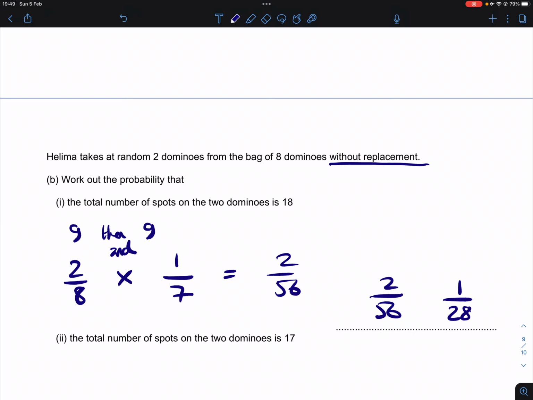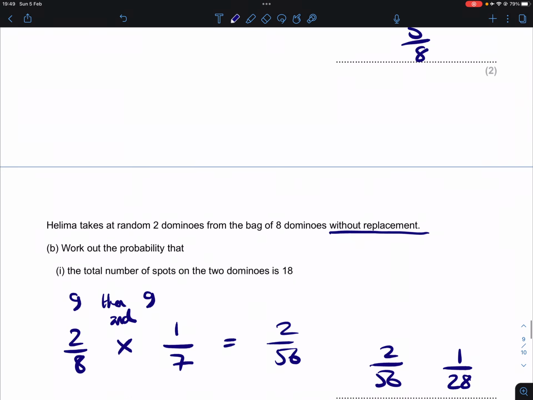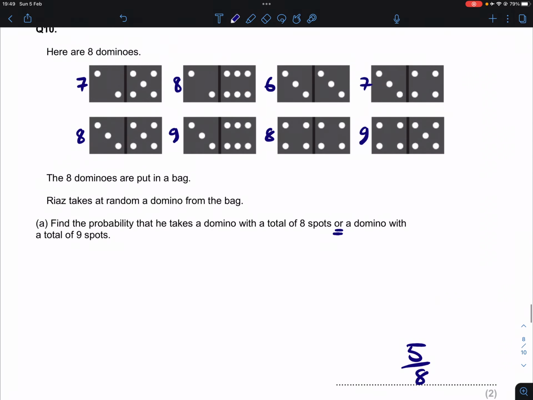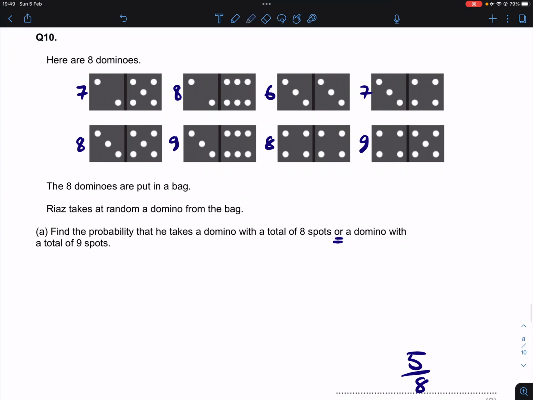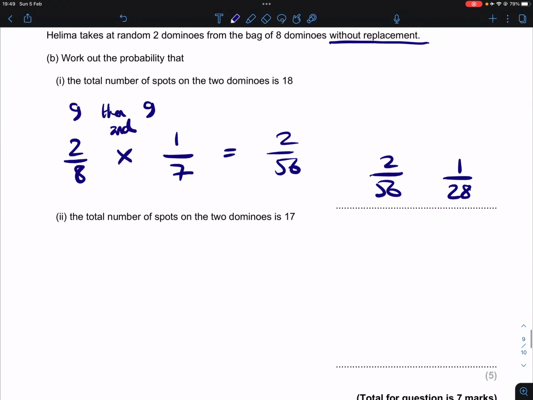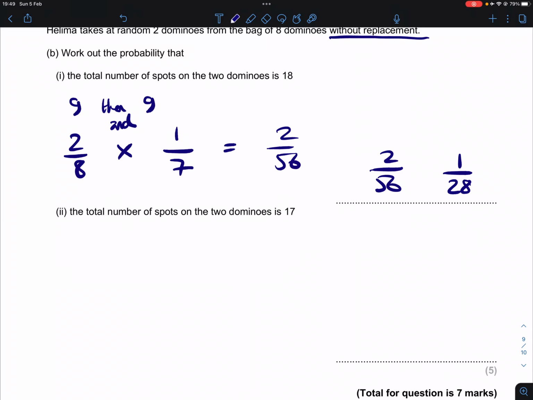Part 2. The total number of spots on the 2 dominoes is 17. So we go back to our dominoes again. The only way that we're going to get 17 as a total is if we take one of these 8s first of all, and then we mix that with one of those 9s. So either we get an 8 then a 9, or a 9 then an 8. You can do these calculations separately, or you could find the probability of one of these things happening and then double it. You've got 2 options here.